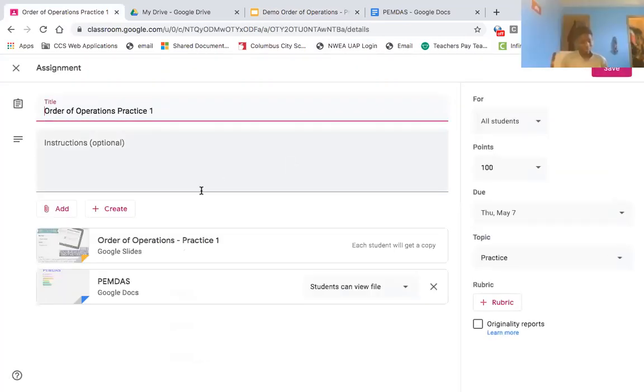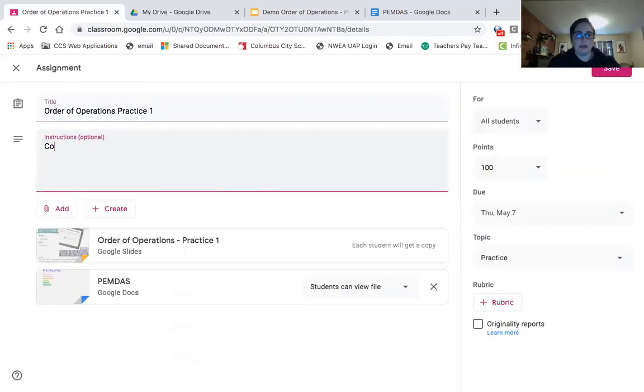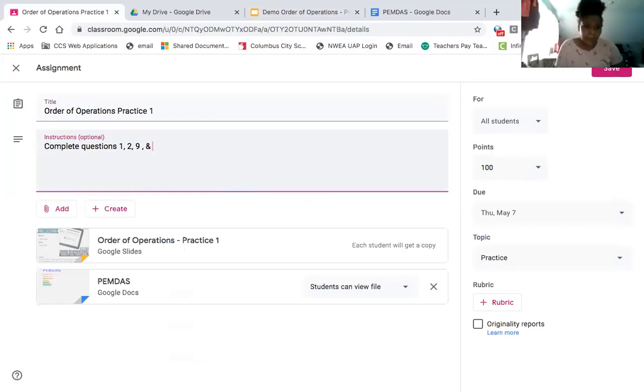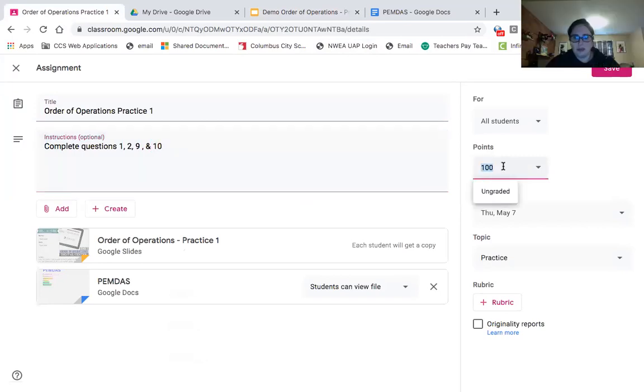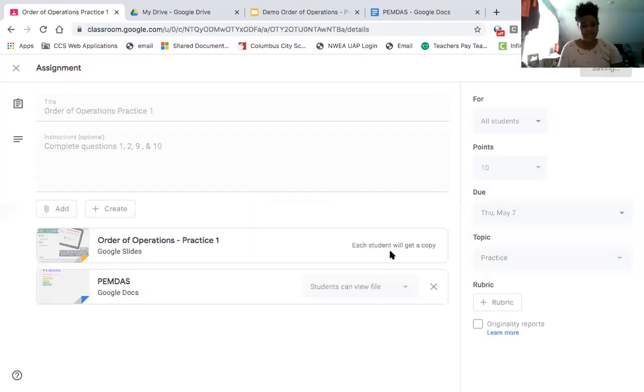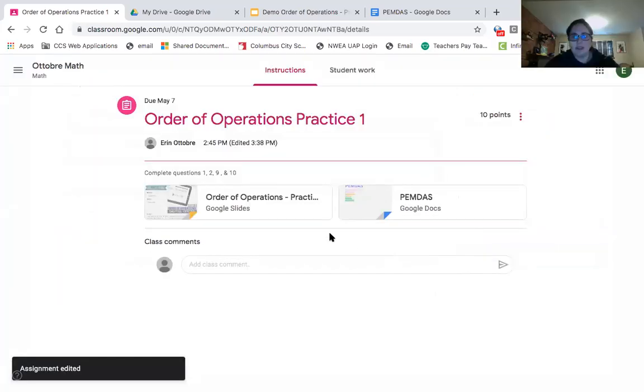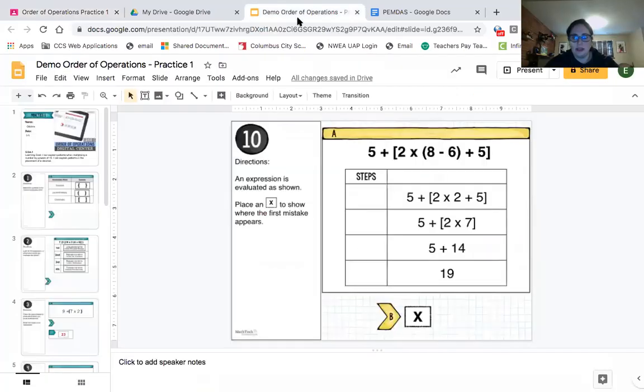Okay. Complete questions 1, 2, 9, and 10. This is not worth 100 points. It is worth 10. You will get 5 points if you get those questions correct. And I'll give you 5 points just for being in class.